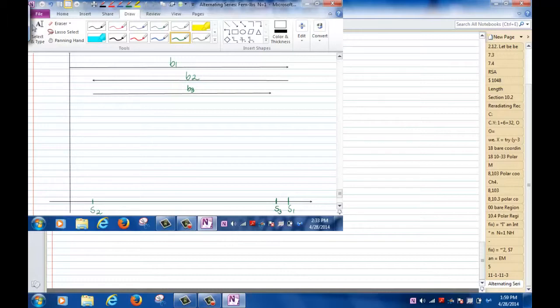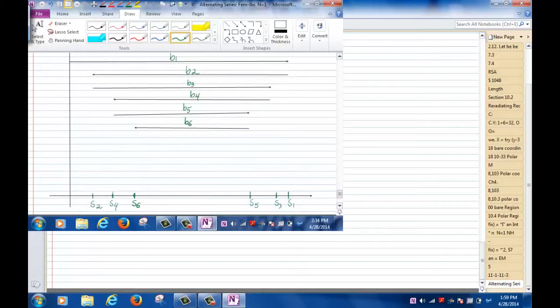I'm going to do it a couple more times here, so you'll see a pattern going on. So this is, let's say, B4. So I am getting S4 right about here. And if I go back by B5, so let's say this is B5, I am getting now S5. Let me do it one more time. So I get B6, and then this would be S6. Okay, so does anyone see what's going on here?